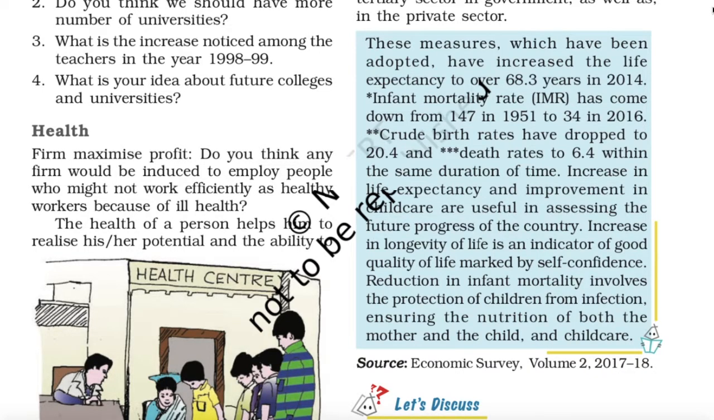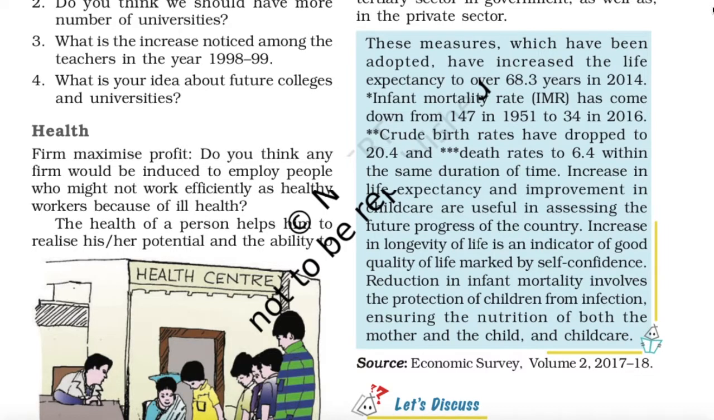These measures, which have been adopted, have increased the life expectancy to over 68.3 years in 2014. Infant mortality rate (IMR) has come down from 147 in 1951 to 34 in 2016. Crude birth rates have dropped to 20.4 and death rates to 6.4 within the same duration of time.